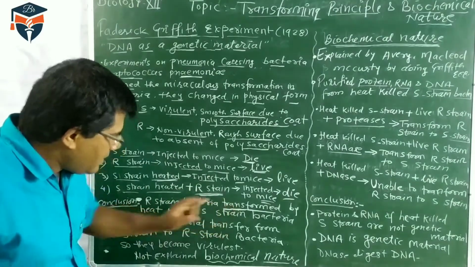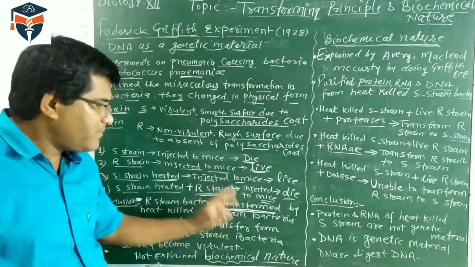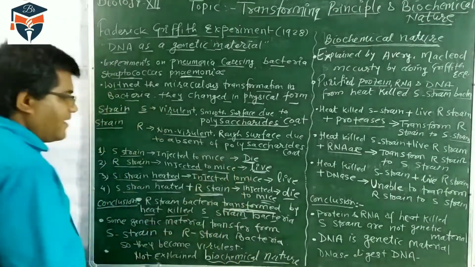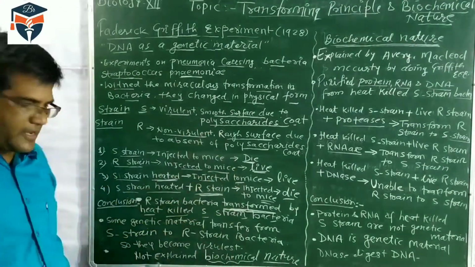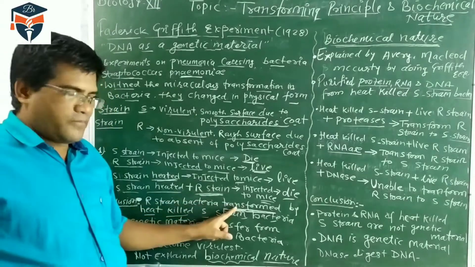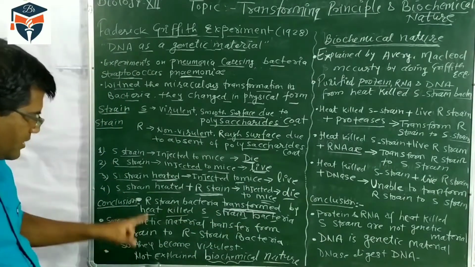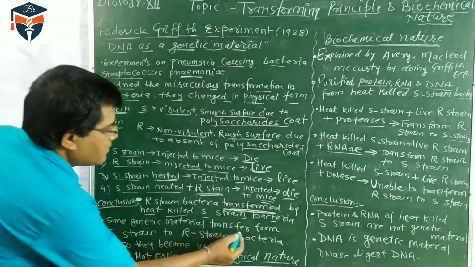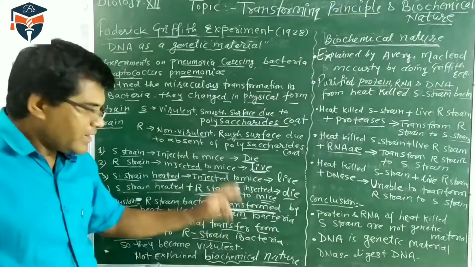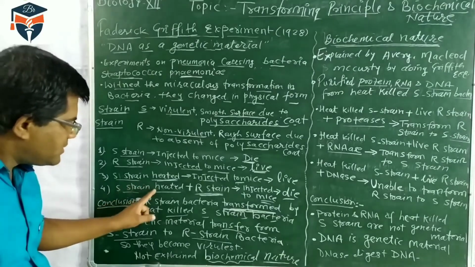What is transformed? The R strain is non-virulent, but when heated S strain is mixed with it, the mice suffer from pneumonia. It means the R strain bacteria transformed, changed by heat-killed S strain bacteria. Somehow the S strain bacteria changed the R strain bacteria. So the second conclusion: he said that some genetic material transferred from S strain to R strain, and the R strain bacteria got transformed. The nature of the R strain bacteria is changed.